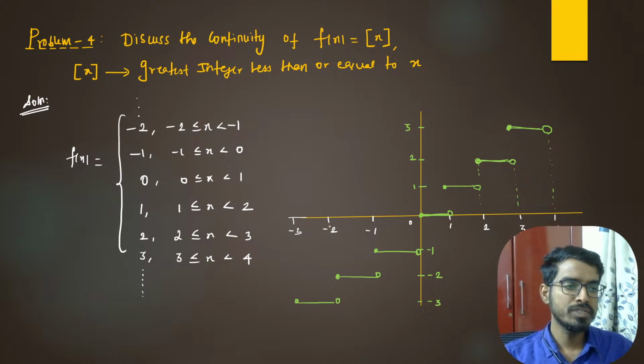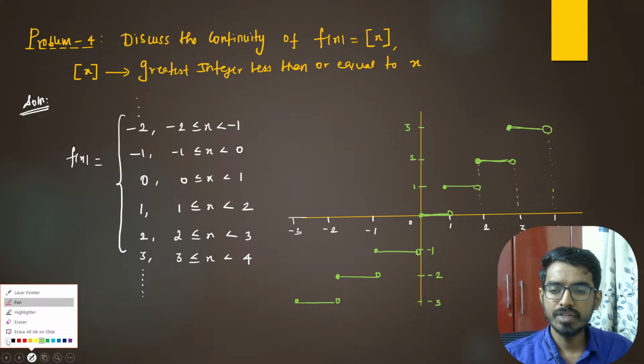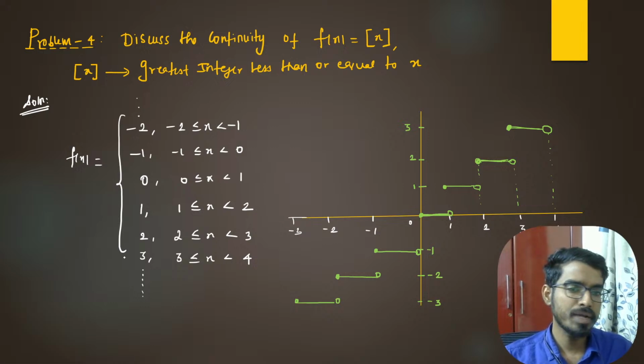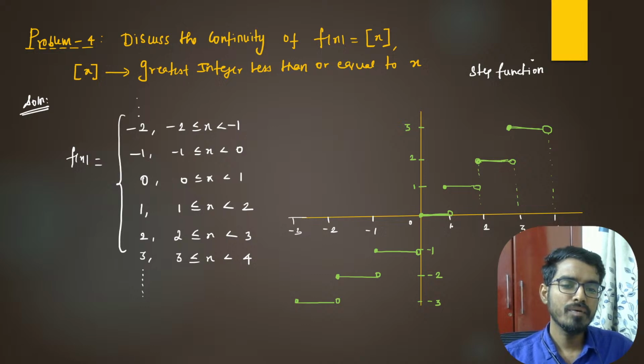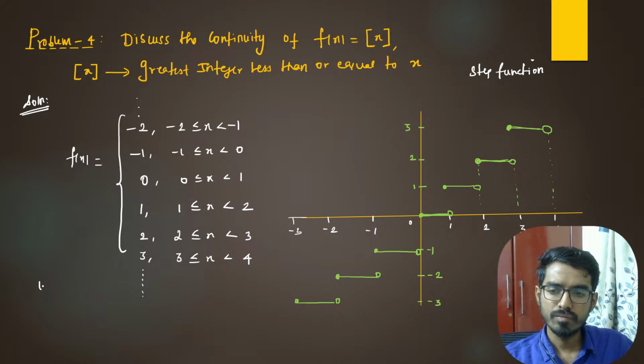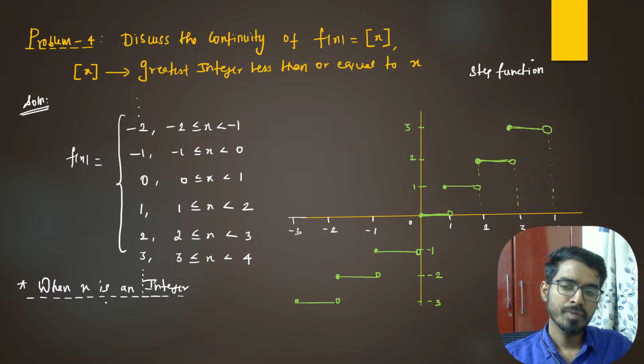So this is the graph of gif-x, and you can see this function is called a step function, right? It looks like a step, so it is called a step function. And you can see whenever x is an integer, when x is an integer, what happens? When x is an integer, or let us say when a is an integer, what happens, right?